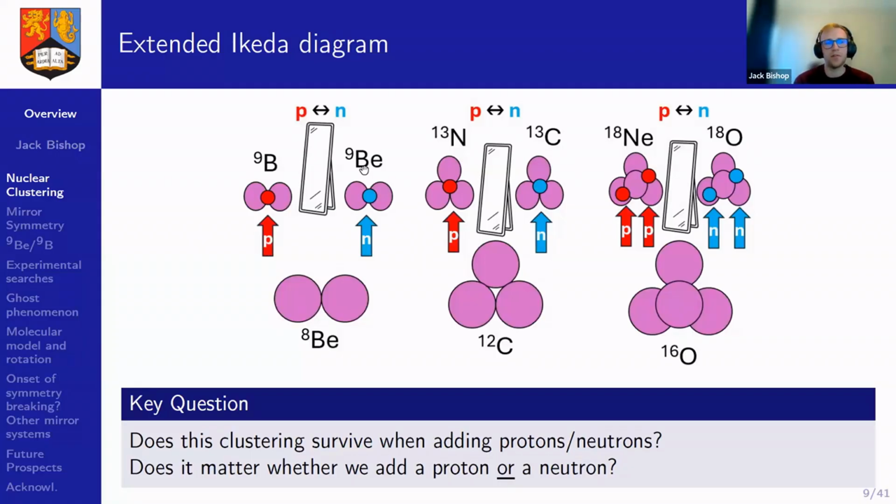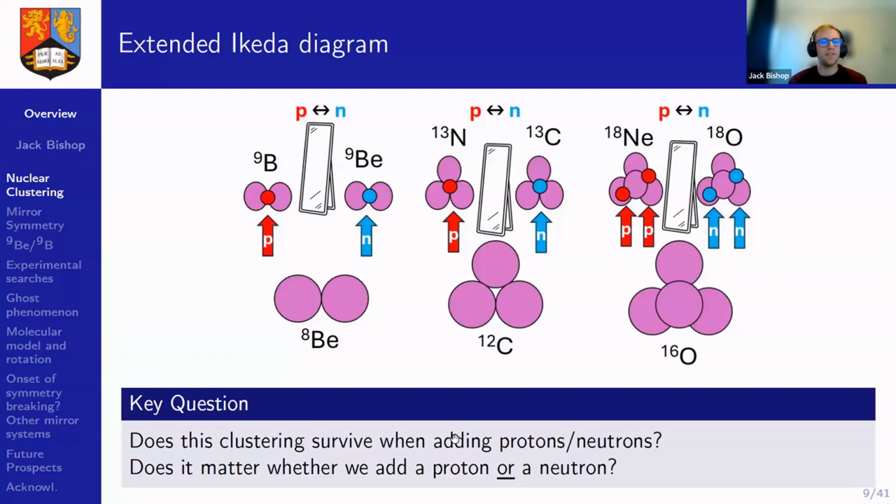So we can think about adding a proton and neutron to beryllium-8. We get this boron and beryllium. I mean, the spoiler's in the title, that's going to be the focus of today's talk. We can also think about adding a proton or neutron to carbon-12 to look at nitrogen-13 and carbon-13. You can even do this by adding 2 protons and 2 neutrons at the same time to look at a mirror pair like neon-18 and oxygen-18.